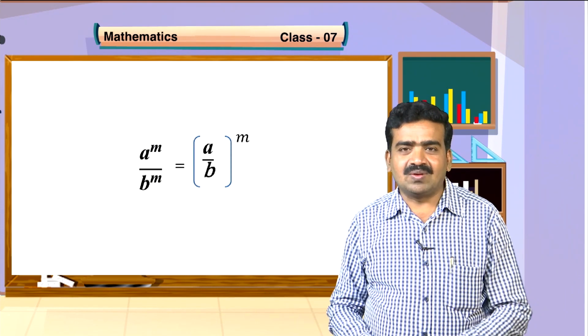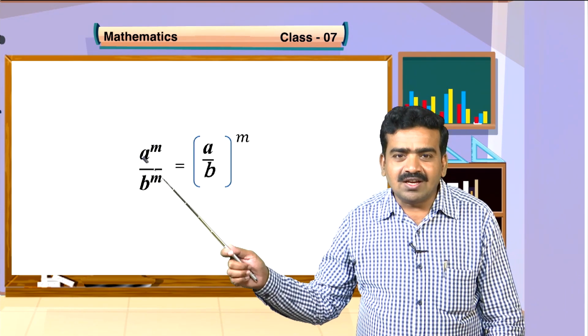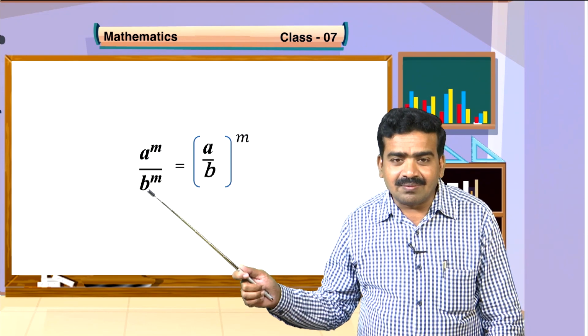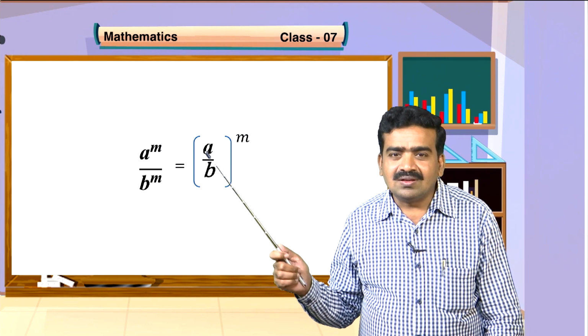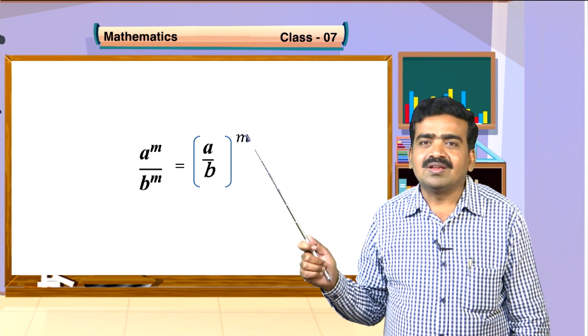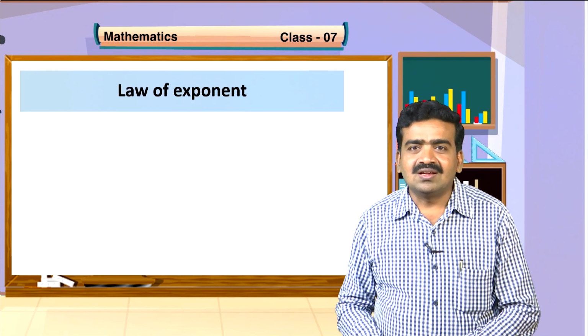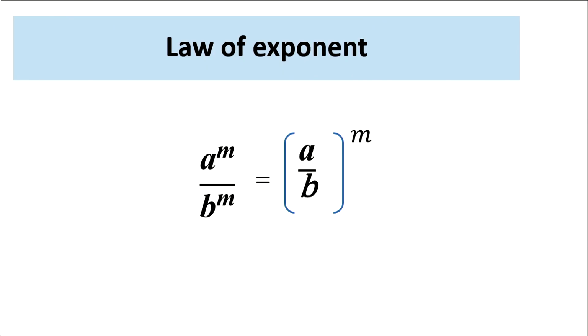So, from this example we can come to know that a to the power of m divided by b to the power of m is equal to a divided by b to the power of m. This is also one of the laws of exponent. So, what does the law of exponent say? When the bases are different and the exponents are the same, when they are divided, that is also equal to a divided by b to the power of m. That is, a to the power of m divided by b to the power of m is equal to a by b to the power of m.